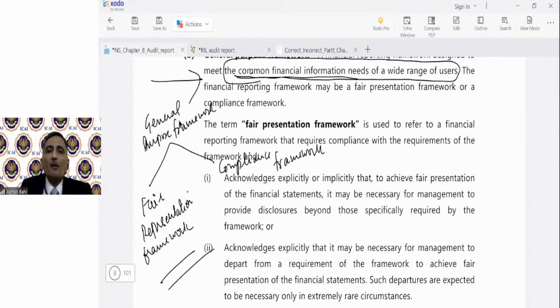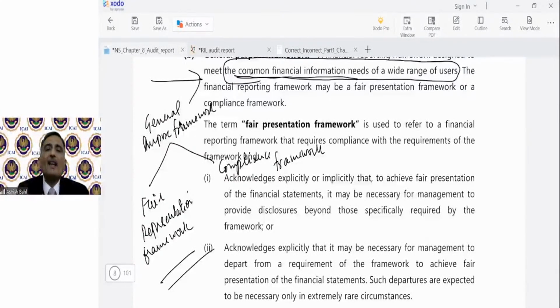Okay, so what is the difference between the two? Fair representation framework and compliance framework. So fair representation framework, students, you have to understand that it is a framework which acknowledges that we can go beyond what is there in the financial reporting framework to achieve fair representation. To achieve a true and fair view, we can disclose more things than what is stated in the applicable financial reporting framework. So this is the basic idea of fair representation framework.